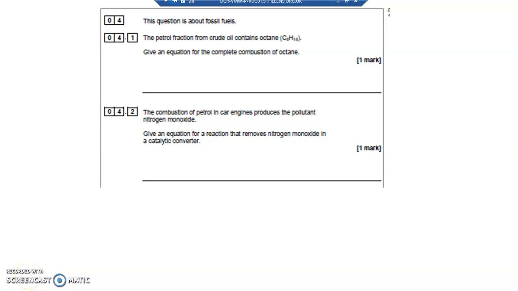Question 4, 4.1, it's about fossil fuels. The petrol fraction from the crude oil contains octane. Give an equation for the complete combustion of octane. So octane here, the question tells you, is C8H18. Combustion is a reaction with oxygen. We'll balance that in a moment.